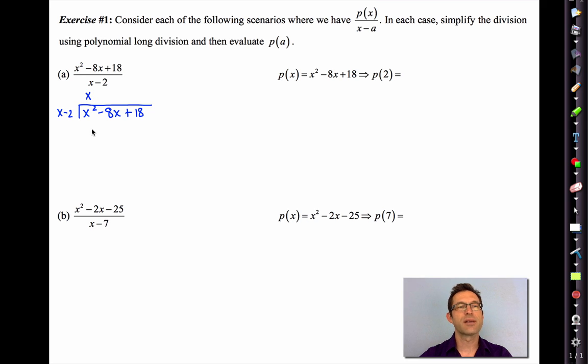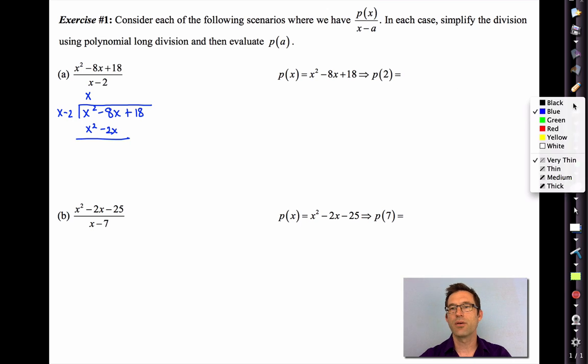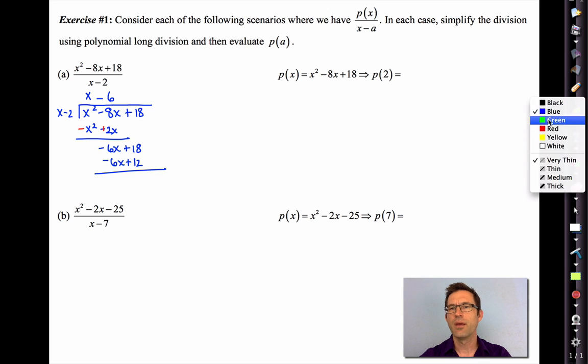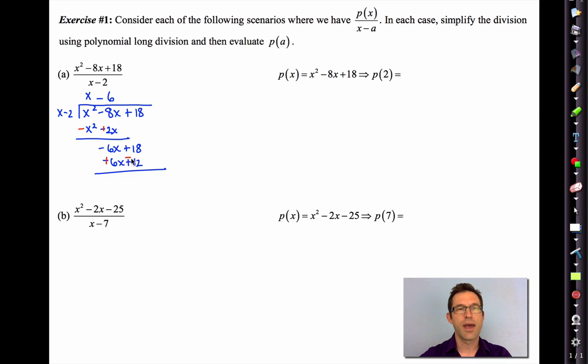From the last lesson, I put an x there, match it up. I have an x squared minus 2x. Again, I have to subtract here. I'm going to change it to addition and add, and that's going to give me a negative 6x plus 18. Now I have to match up that negative 6x, so I'll put a negative 6 there. That'll give me a negative 6x plus 12. Again, if it makes it easier for you, change and add, and that will give me a remainder of 6. So all of this will be x minus 6 plus 6 divided by x minus 2. So we have a remainder of 6.